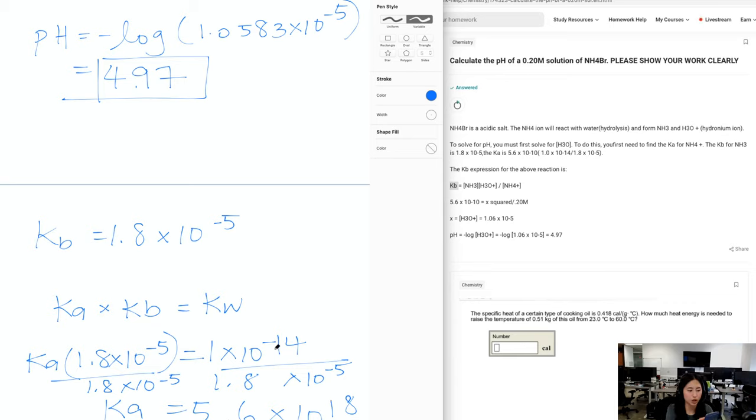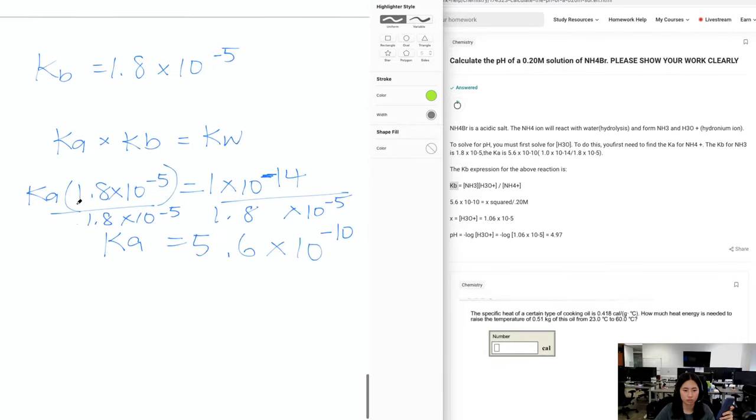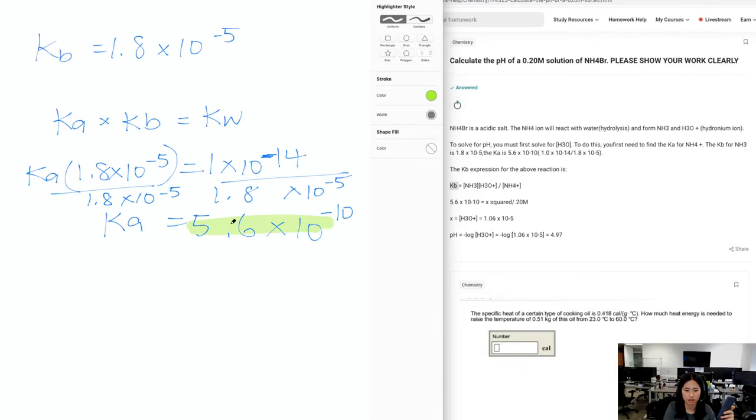Hold on, sorry, on my calculator I had it raised to the power of 14, and that's why we were getting the wrong answer. Now it's right, so make sure this is negative 14. Times 10 to the negative 14 divided by 1.8 times 10 to the negative 5 is equal to 5.6 times 10 raised to the power of negative 10. Now this is consistent with what we had initially, as you can see here. That's your Ka for ammonium, and that's the same thing right here.